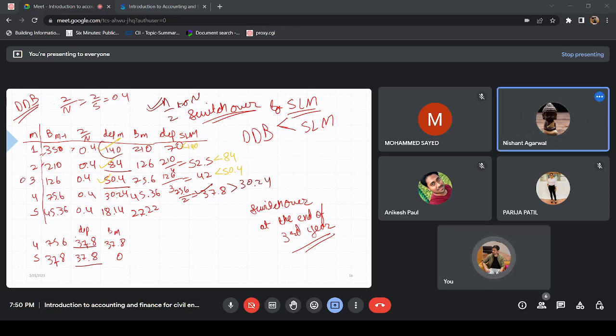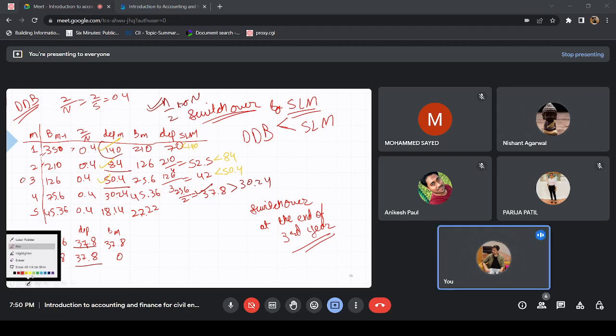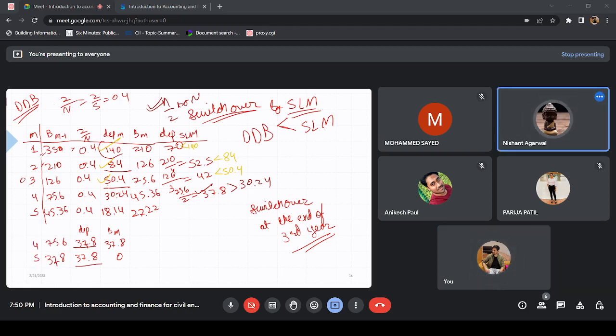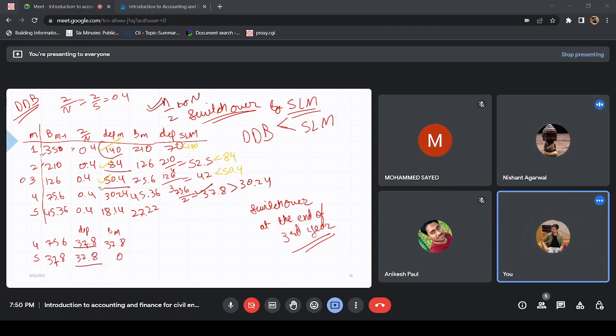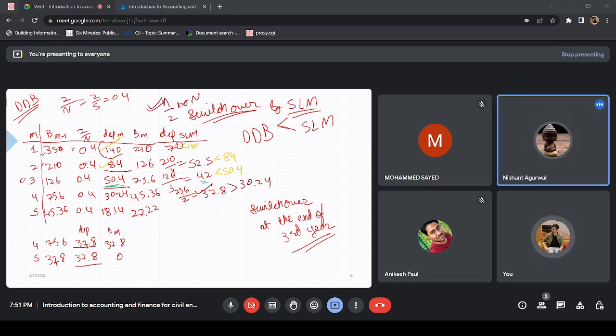Okay. So here this was the switchover point, right? See, for the third year, if you calculate the depreciation by double declining balance method, it is coming 50.4, right? Yes, sir. But for the third year, if you calculate it by straight line method, 126 by 3, it is coming 42. So it is less than 50.4. So for the third year also, you will go forward with double declining balance method.